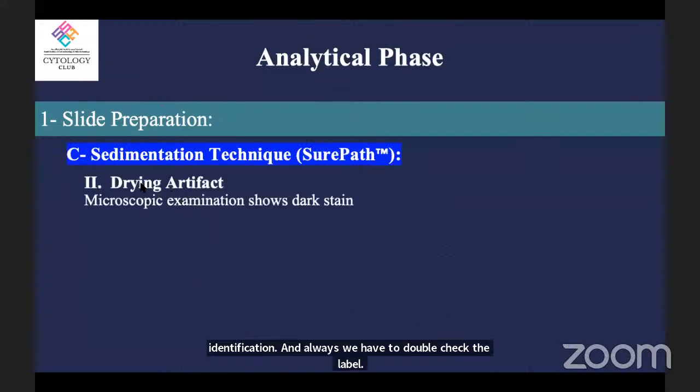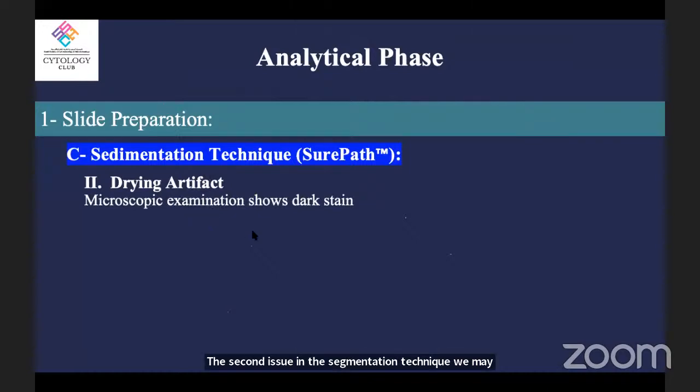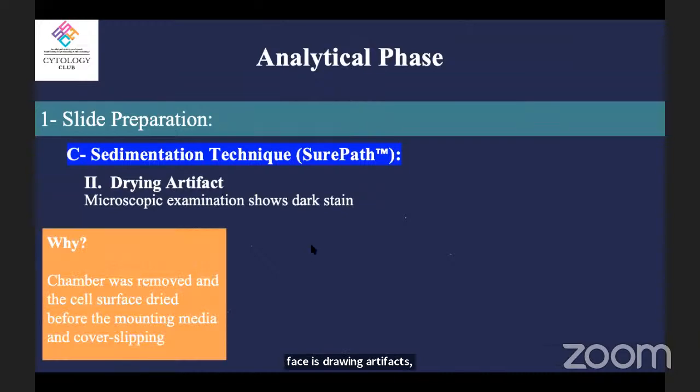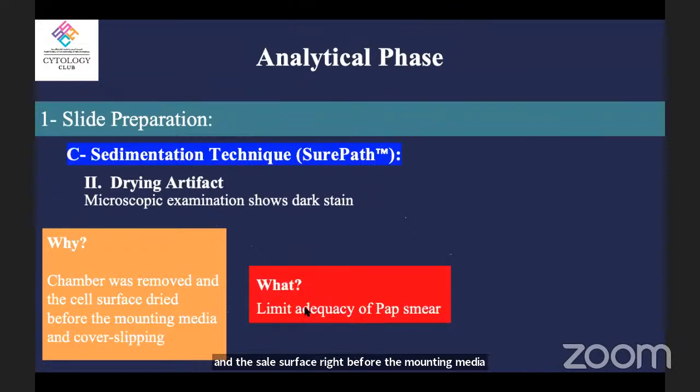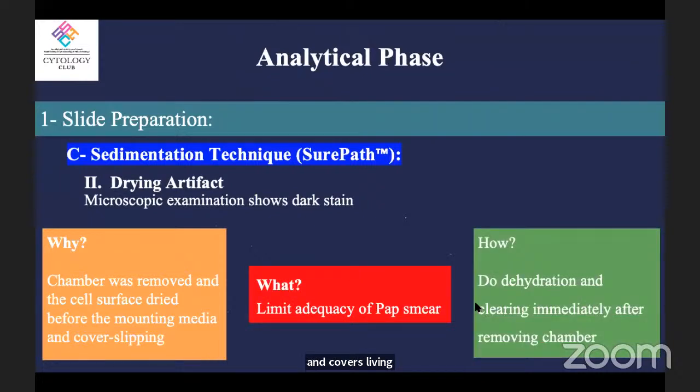The second issue in the segmentation technique we may face is drying artifacts. Microscopic examination shows dark stain. Why is it happening? A chamber was removed and the cell surface dried before the mounting media and cover slipping. It will limit the adequacy of the Pap smear. And how could we avoid it? Do dehydration and clearing immediately after removing the chamber.